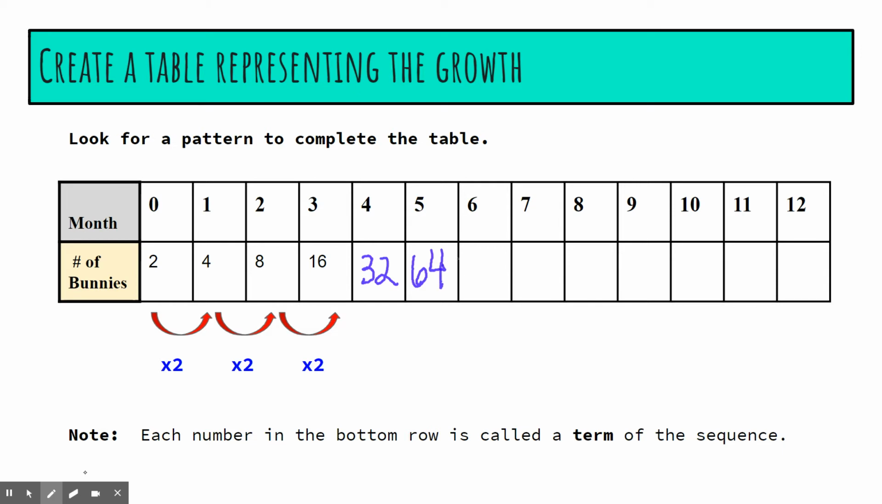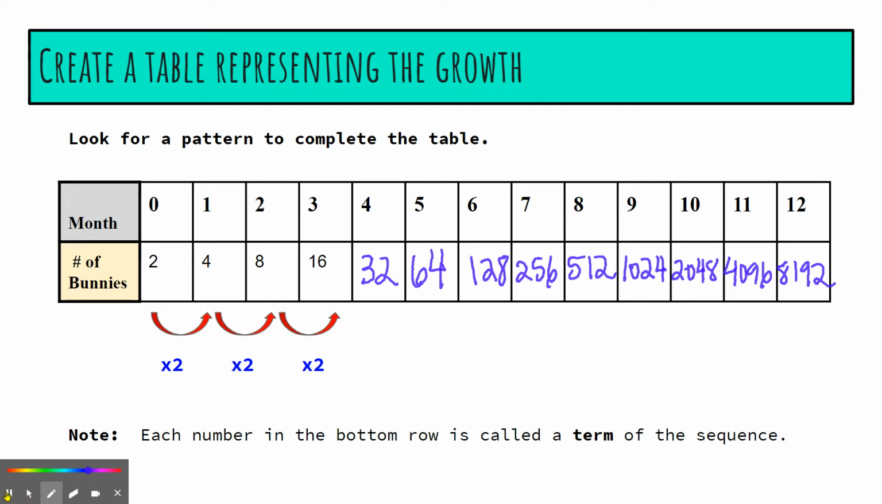All right, so go ahead and fill in your table, and let's see where you get at month 12. Well, by month 12, you should have gotten to 8,192 bunnies. So I know that if your month 12 is correct, then the previous months have to be correct. Because if you make one mistake along the way, then you won't have the right answer at the end. Okay?